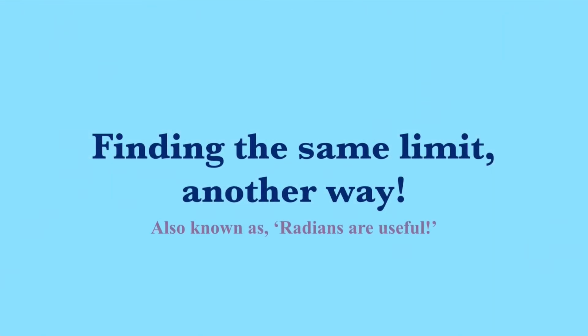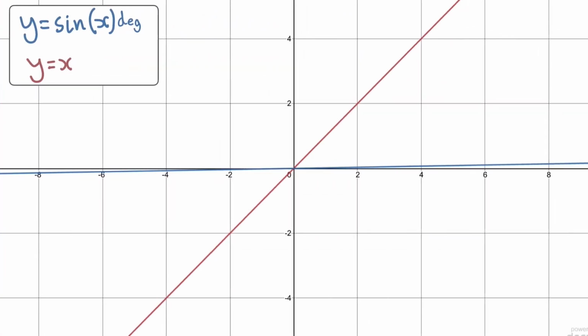What we're now going to do is find the exact same limit in another way. And this is going to showcase one of the many uses for radians. So first, let's seemingly randomly look at these 2 graphs. The blue line is y equals sine of x in degrees. It almost looks like a straight line, but it's not. And the red one is y equals x. Doesn't seem like anything special is happening, does it?